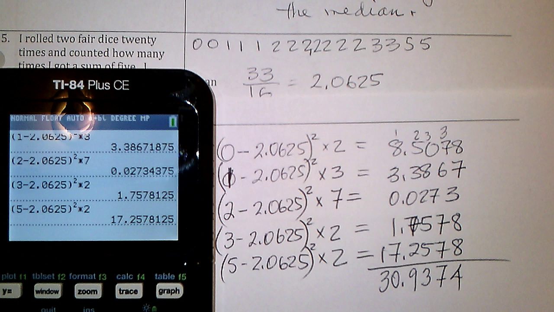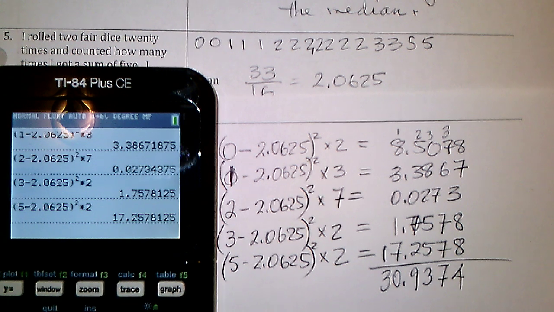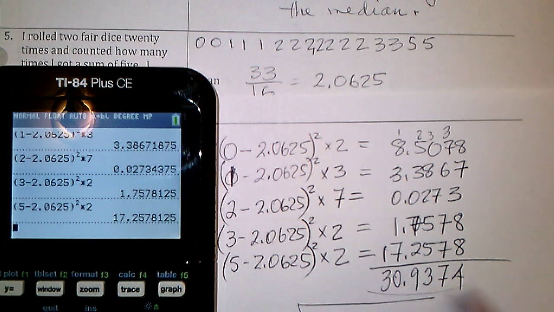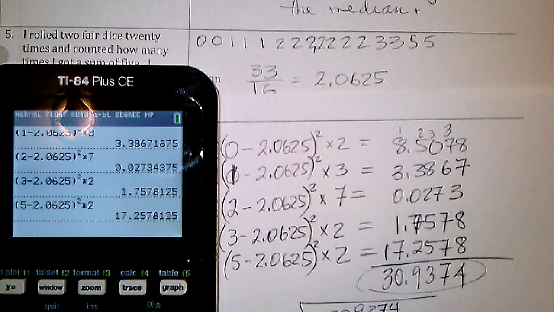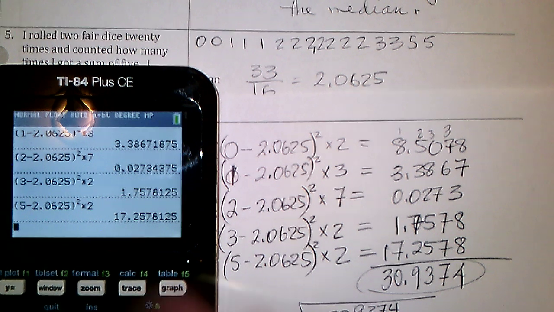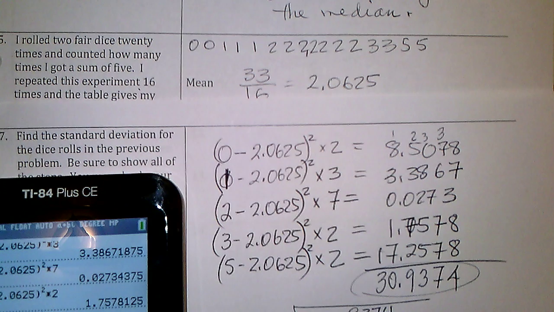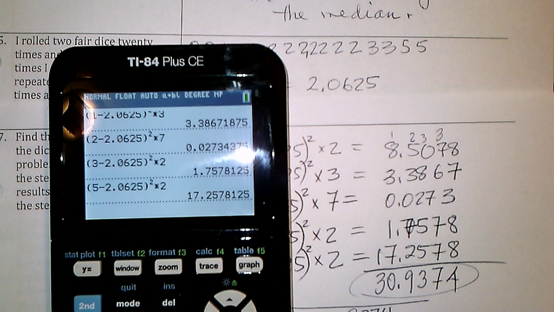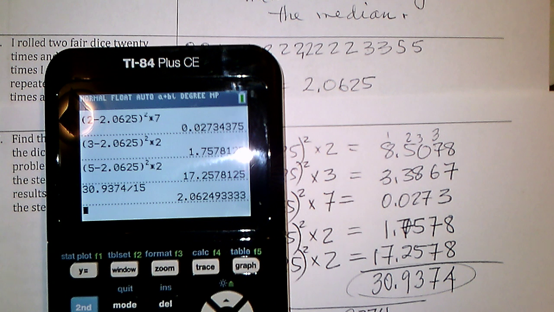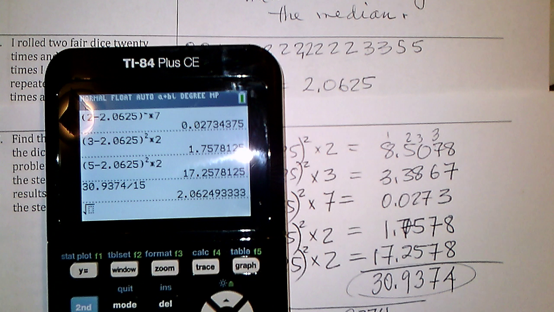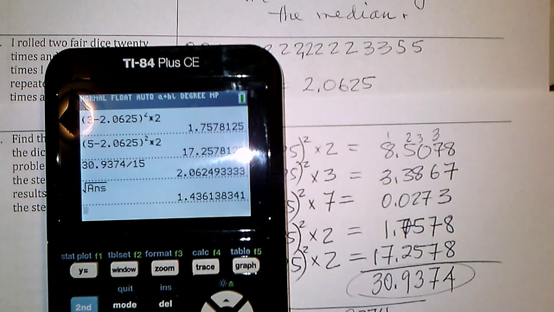So that's the sum of the squares, and the formula for the standard deviation is the square root of the sum of the squares divided by, since this is a sample, n minus 1. There were 16 times we did this, so 16 minus 1. So we got to take this total, 30.9374 divided by 15, and then take the square root of that answer. And I get the standard deviation to be 1.44, rounded off.